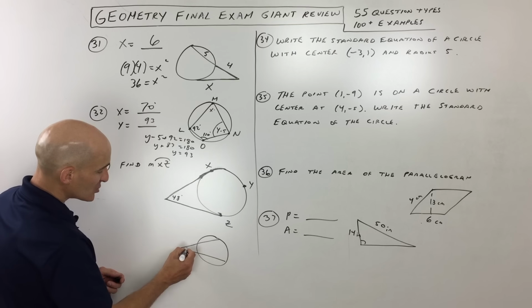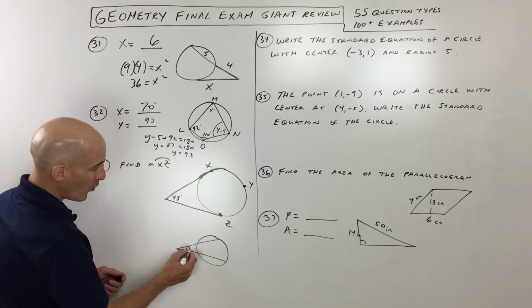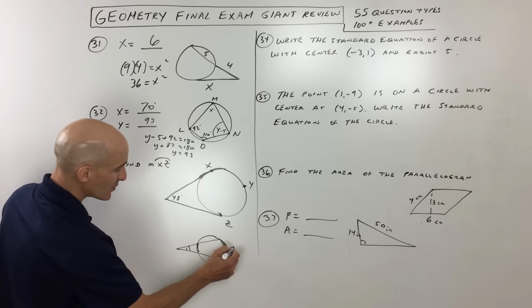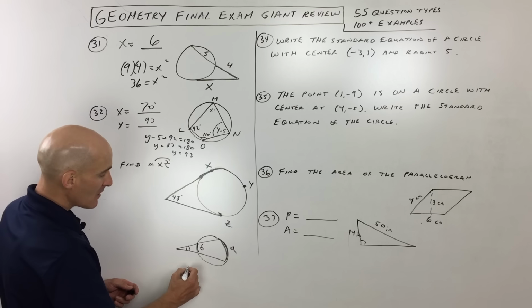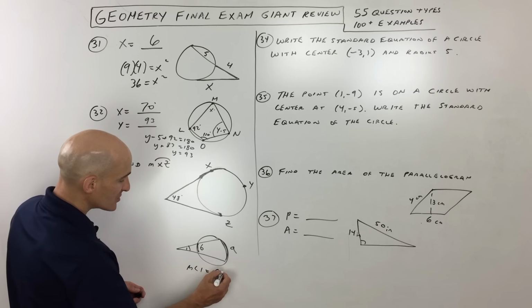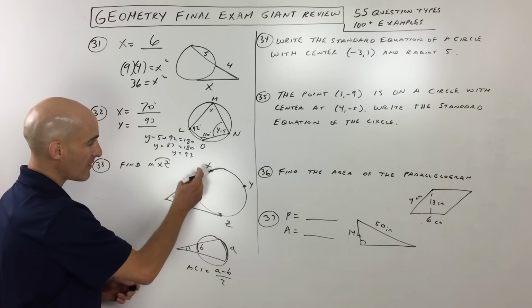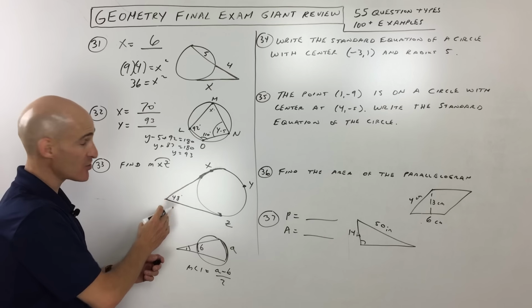What you have is an exterior angle, this angle 1, and what you do is take these two arcs that it cuts off, or intercepts. I'm going to call this arc A and this arc B. The measure of angle 1 is equal to A minus B divided by 2. So it's the larger arc minus the smaller arc divided by 2 equals this exterior angle.